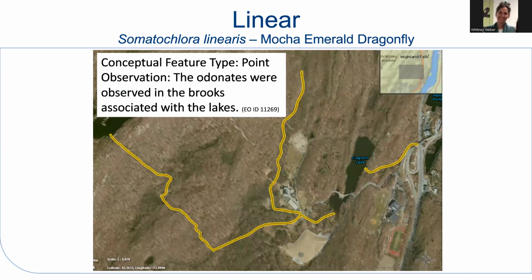An example of that is with the mocha emerald dragonfly. The conceptual feature type was point, because these are just little dragonflies, but they were observed in the brooks associated with the lakes. And so they were observed somewhere along these brooks. And so what we're going to map is the brooks, because all we know is that they were observed somewhere within these brooks associated with the lakes. So we have linear locational uncertainty.